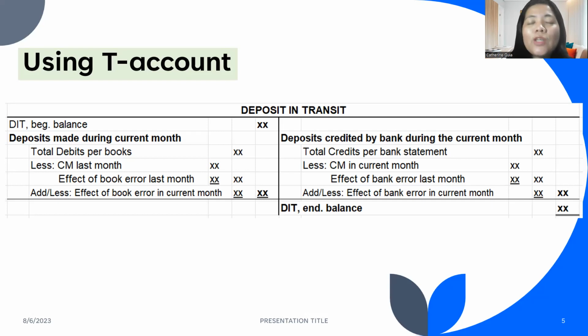So meaning to say, you will go back to the basic formula. You have the cash receipts per ledger and the deposits which appeared in your bank statement. And the thing is, those deposits pertain to the collections made by the entity. So those collections made by the bank on behalf of the entity are excluded, and also the errors.